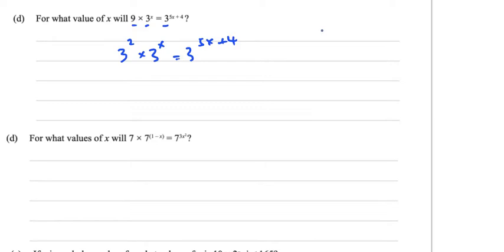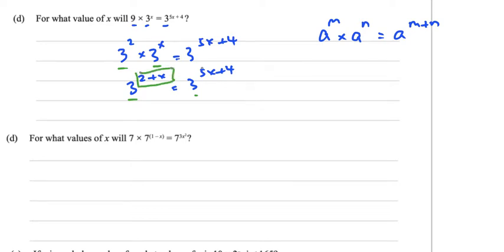Just to remind you of the index law over here: if you have two numbers multiplied together and they have the same base, we add the power. That's precisely what we're seeing over here. So 3 to the power of 2 plus x equals 3 to the power of 5x plus 4. Same thing as the last question. If both sides are equal and they have the same base, their power must be the same. Therefore 2 plus x should be equal to 5x plus 4. Okay, let's solve that.